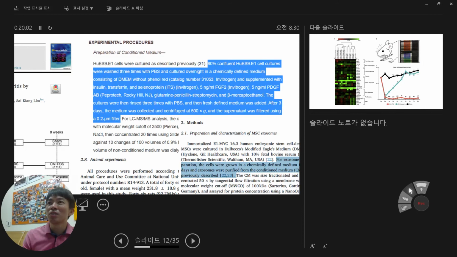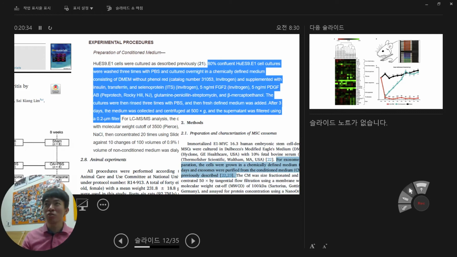The cells were washed with chemically defined medium, this normal medium like I said, supplemented with ITS and other things, then rinsed 3 times, and then the fresh defined medium was added. What kind of cell is this? This is some special MSC. I don't know why they chose this one. They just mentioned they use this MSC.